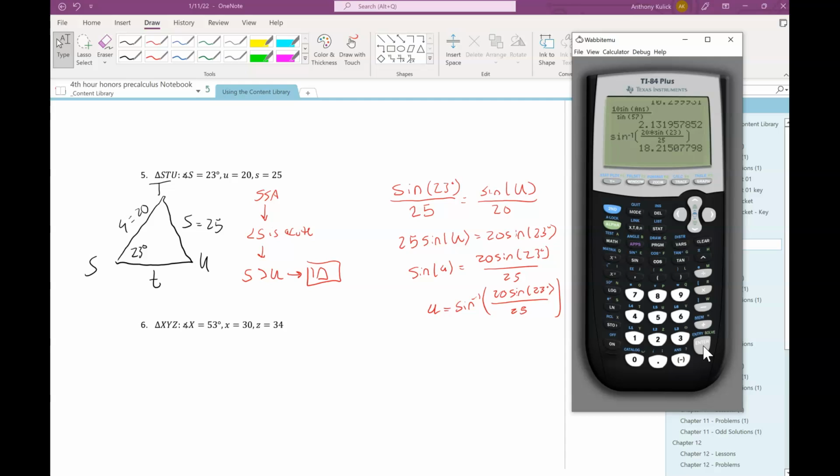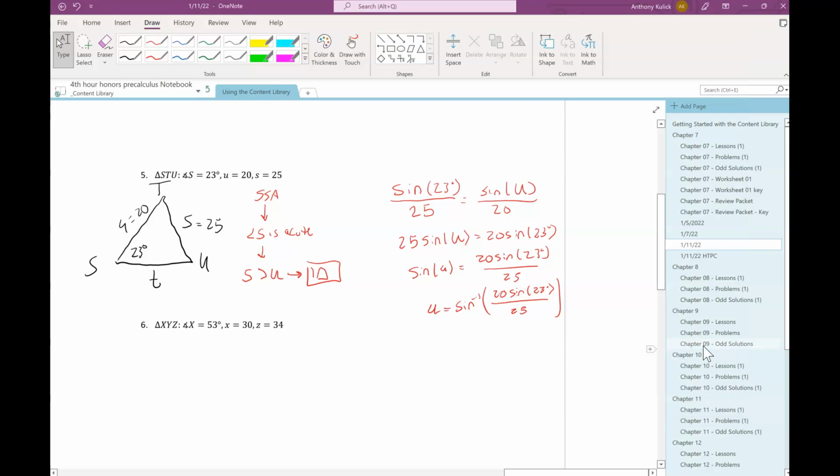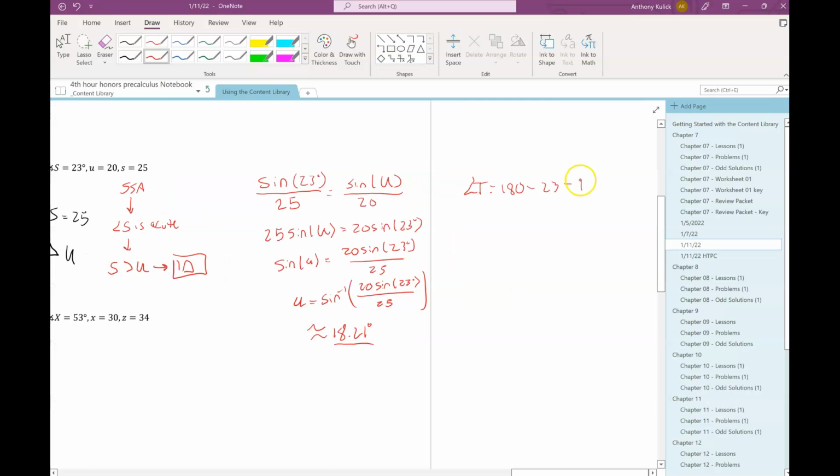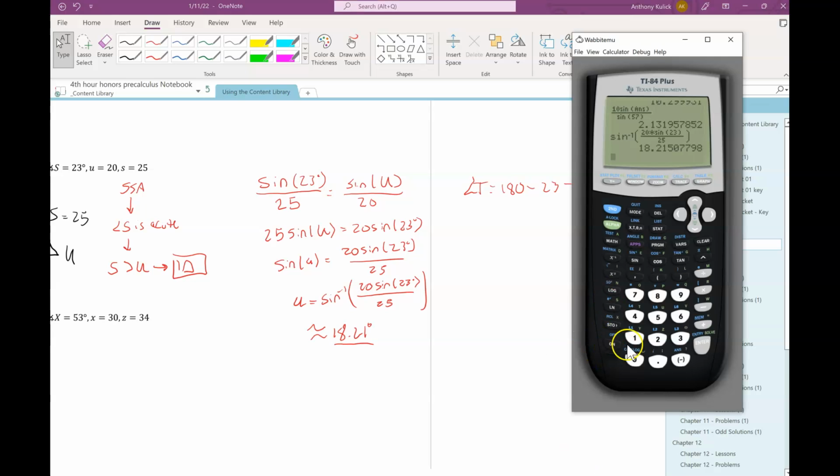So that's 1821. Now that I have this, I can find angle T. So 180 minus 23 minus 1821. Yowzer, we're going to have a big side and angle here, huh?